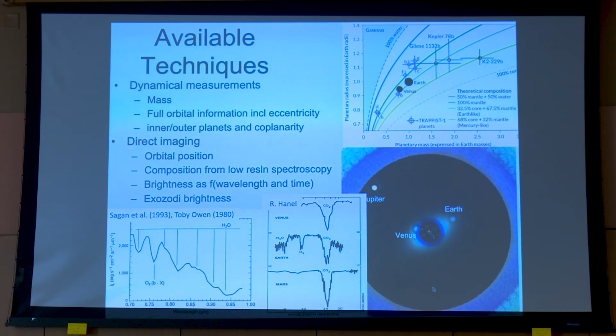From direct imaging, you can certainly get orbital positions at specific instants of time. That doesn't necessarily give you full orbital information, but it can certainly break degeneracies in some of the orbital parameters that could be uncertain from, say, radial velocity, like inclination. Obviously, you'll get composition from low-resolution spectroscopy. For what we're talking about, the space missions, maybe higher-resolution spectroscopy from some of the ground-based cases. You get brightness as a function of wavelength and time, and you get exozodiacal brightness.